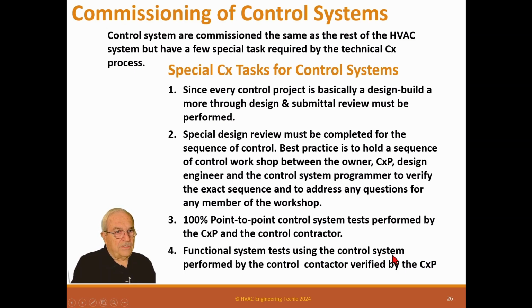Functional system tests using a control system performed by the control contractor, verified by the CxP. This functional test is where we separate the men from the boys, or the girls from the women. This is what's hard. When we've gone out and done a test, a control contractor says, what do you mean you're going to test them all? I said, yes. He said, no one's ever tested them all. I said, this time we're testing them all. And there's easy ways to do that, so it doesn't take a lot of time. But still, they need to be tested.